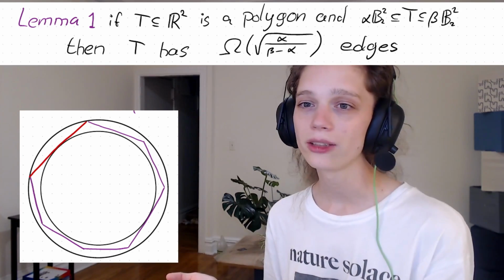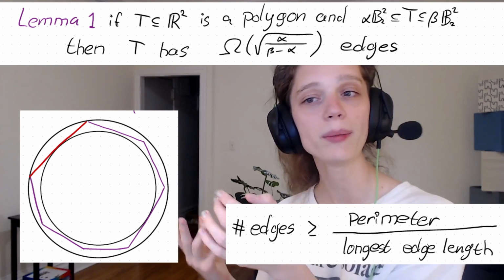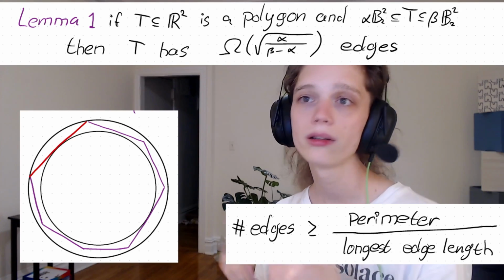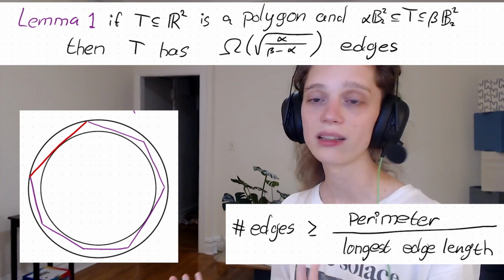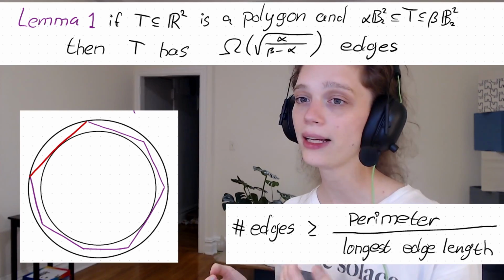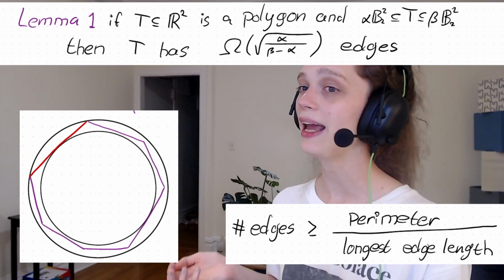Now, how do we lower bound the number of edges? Well, the number of edges of a polygon is at least the perimeter divided by the longest edge length. Think of it this way. If I want to walk a kilometer, but every step that I take is at most 1 meter long, then naturally I need to take at least 1,000 steps. So without going into the formulas, we can see that a polygon that is close to a disk must have many edges. And so we have our construction from 2 slides ago, and we know that it has this intersection that is a regular 2 to the k gon. It is very close to a circular disk.